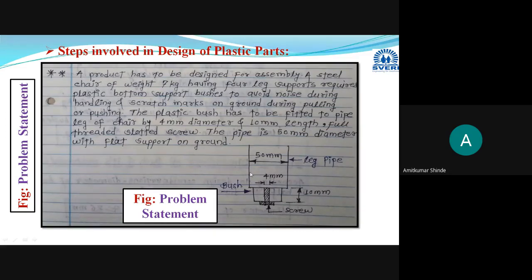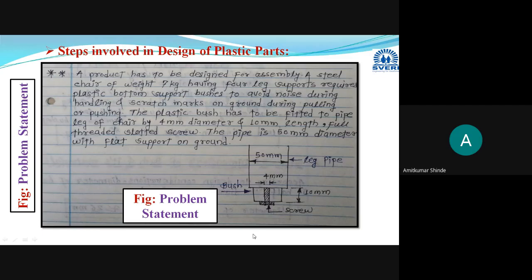This is your problem statement, and now you have to design a bush with a boss. The boss will be there as you require it to assemble that bush to the chair leg. Here a screw must be provided, and to provide the screw, the boss will be there. So this is the initial diagram they have provided for reference.